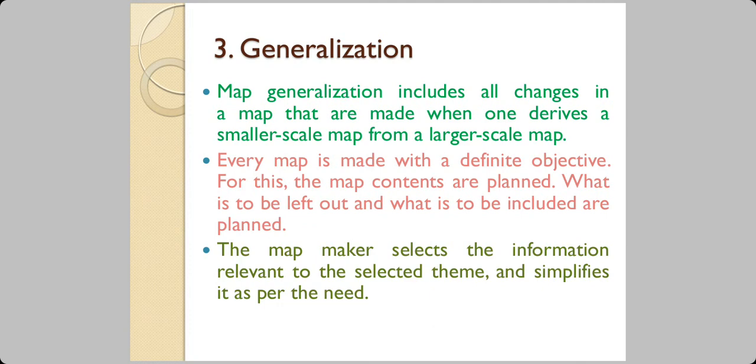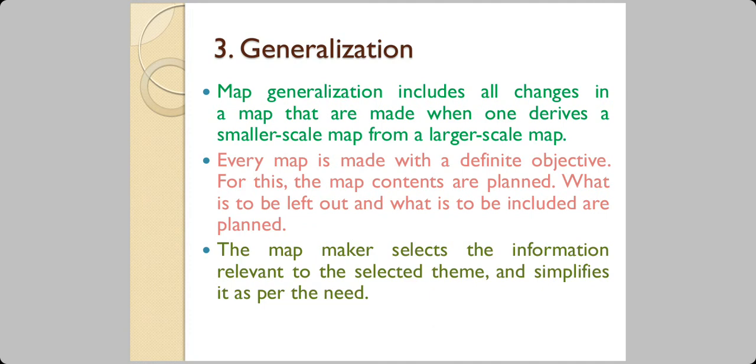Now, there's something known as map generalization. This includes all the changes in a map that are made when one derives a smaller scale map from a larger scale map. Now, a large scale map, we are going to see a slide on that, is representing a smaller portion of land, but it is representing it in more detail. And a small scale map is just the opposite. It is showing a larger piece of land on a smaller representation on paper. So it cannot hold much information.